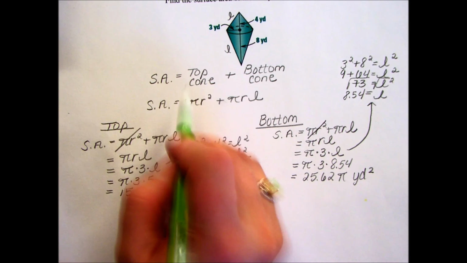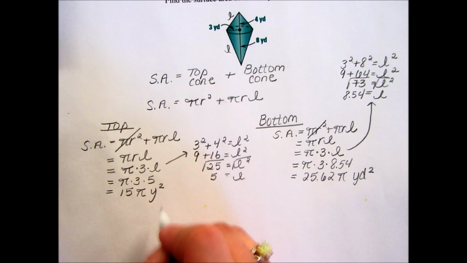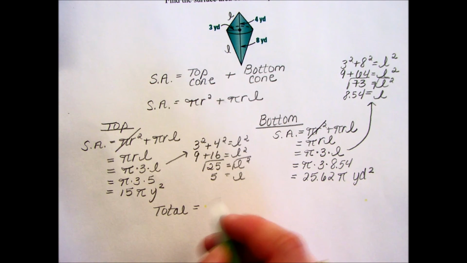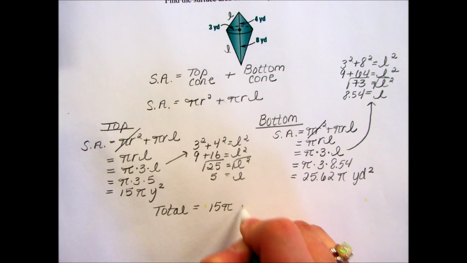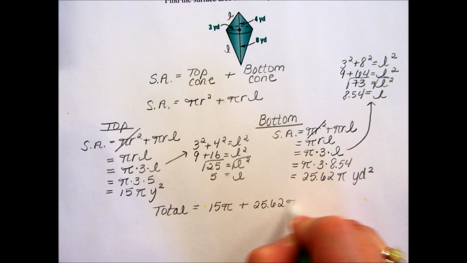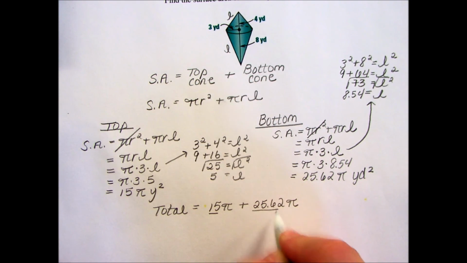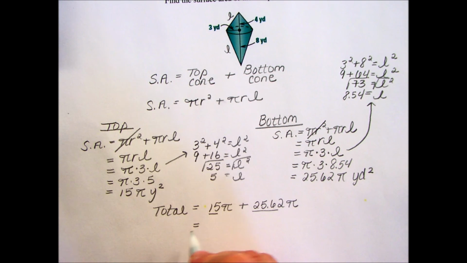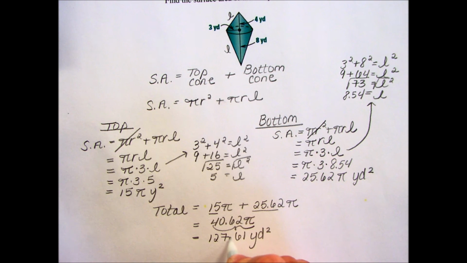So now to find our total surface area of the composite solid, we're going to add up the top portion, so that top cone, what we found that to be, plus the bottom cone, what we found that to be. So it's 15 pi plus 25.62 pi. Add up the coefficients. So 15 plus 25.62 is equal to 40.62 pi, and then your last step is to multiply the 40.62 times pi to get a total and final answer of 127.61 yards squared, and that is the surface area of the composite solid shown.